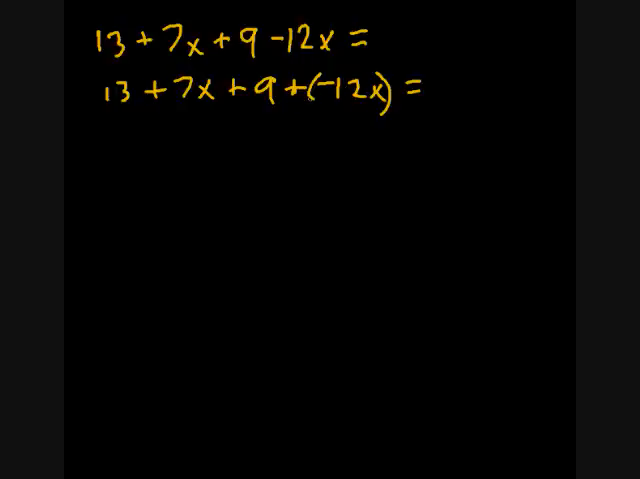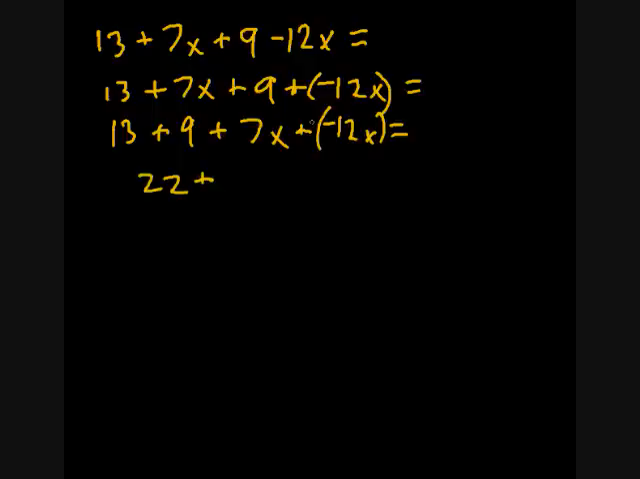And by the way, this term here on the end is negative 12x. So I can do 13 plus 9, and then I can do plus 7x plus negative 12x. And it's legal for me to do that because everything's being added, and there's a commutative property for addition. So then, of course, we get 22 plus 7x plus negative 12x, that's negative 5x.